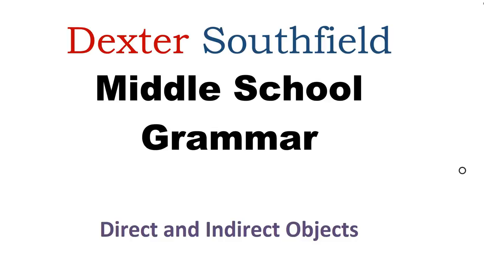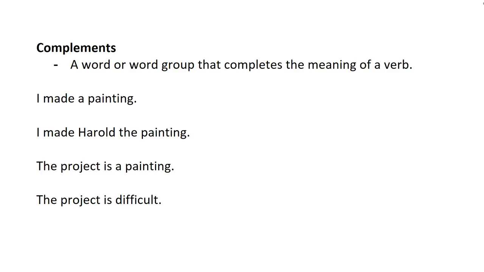Dexter Southfield Middle School Grammar. Today we are talking about direct and indirect objects. In order to know what a direct object is or what an indirect object is, you need to know what a complement is. A direct or indirect object comes under the category of a complement. There are different types of complements, and a direct or indirect object is one of them. So a complement is a word or a word group that completes the meaning of a verb.